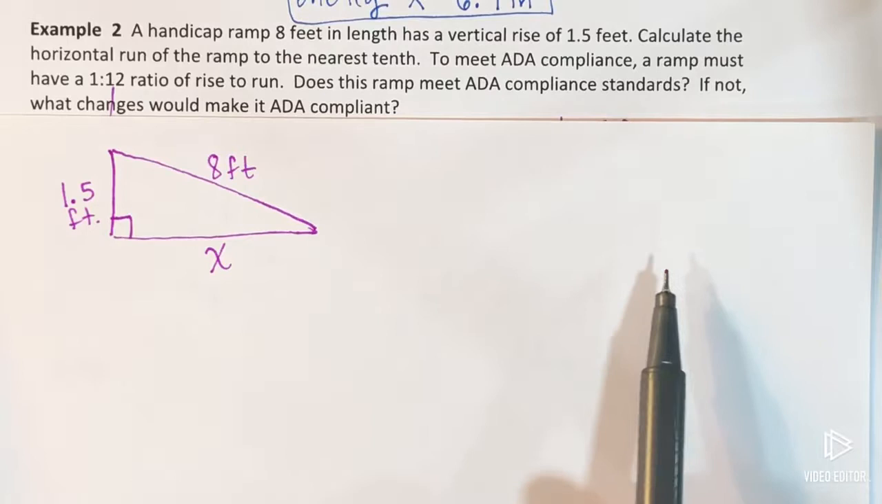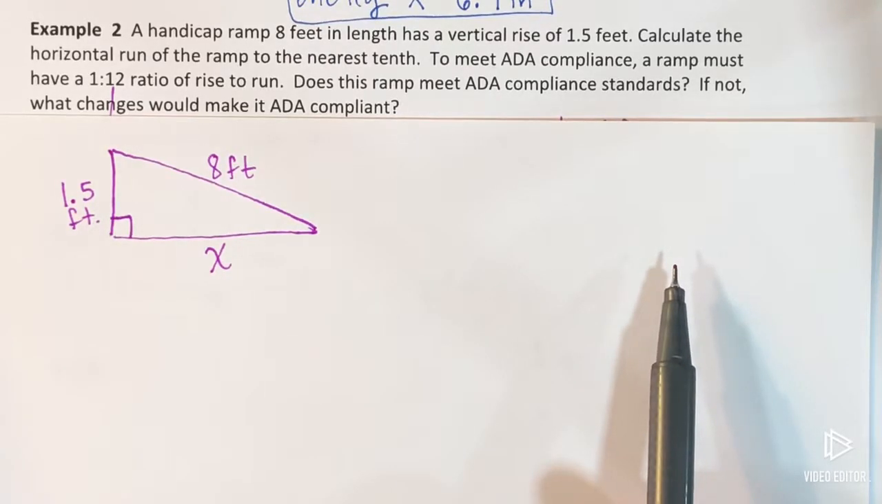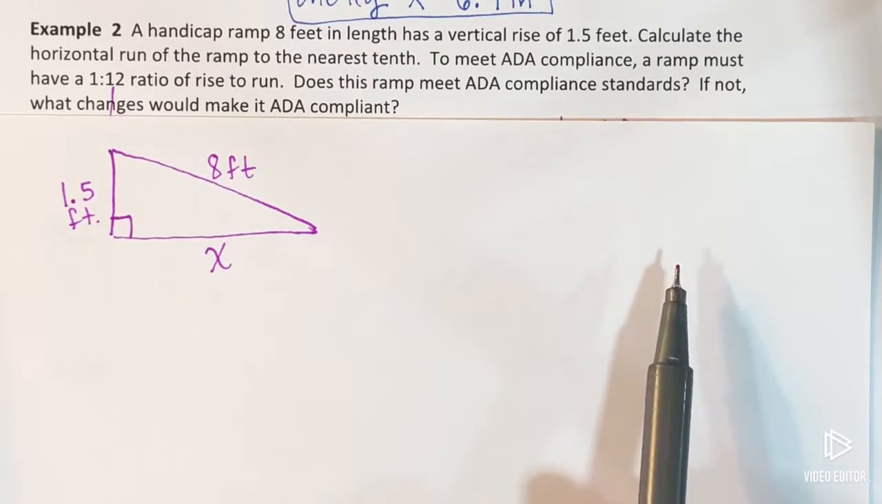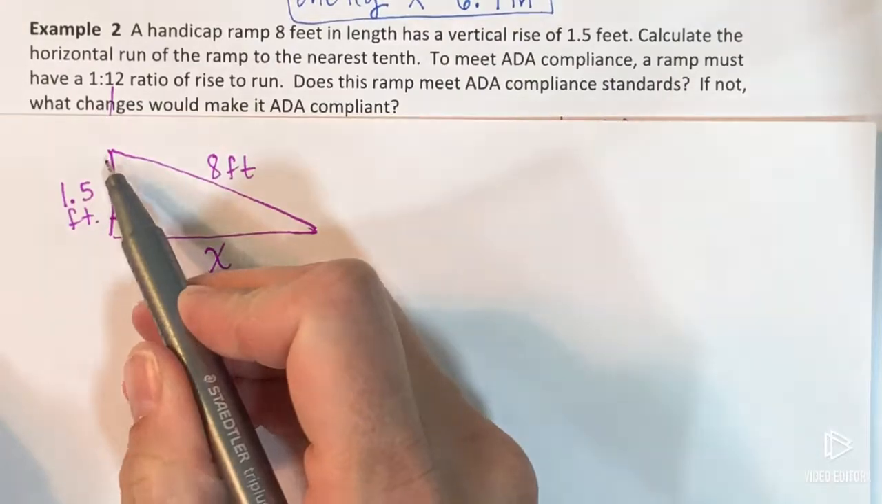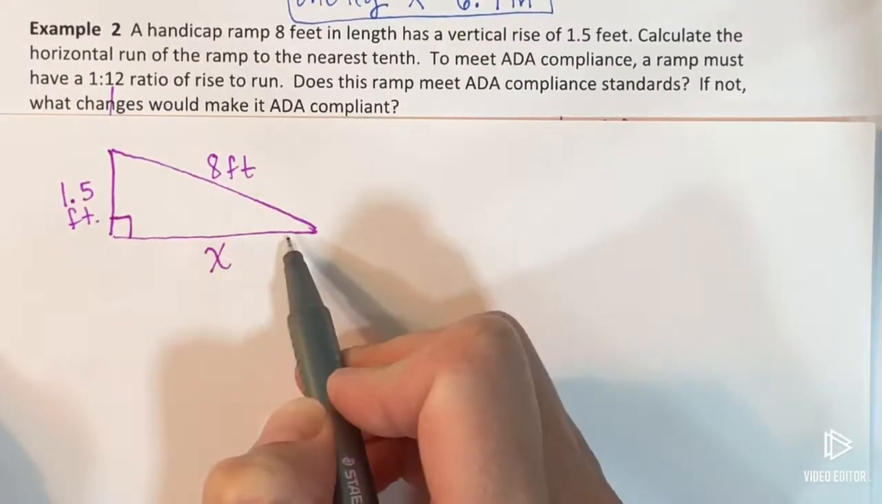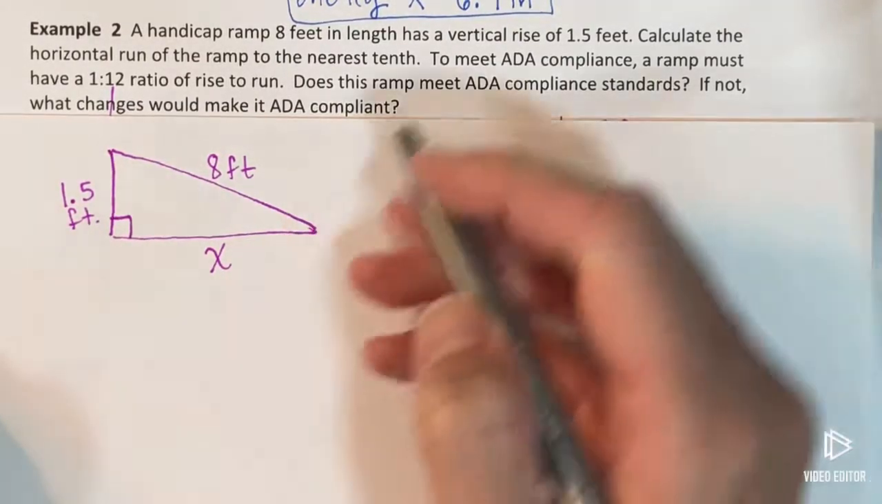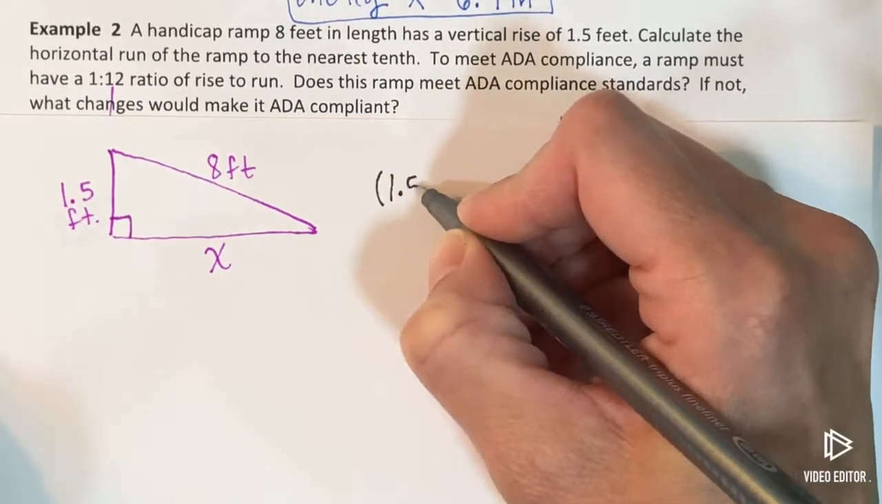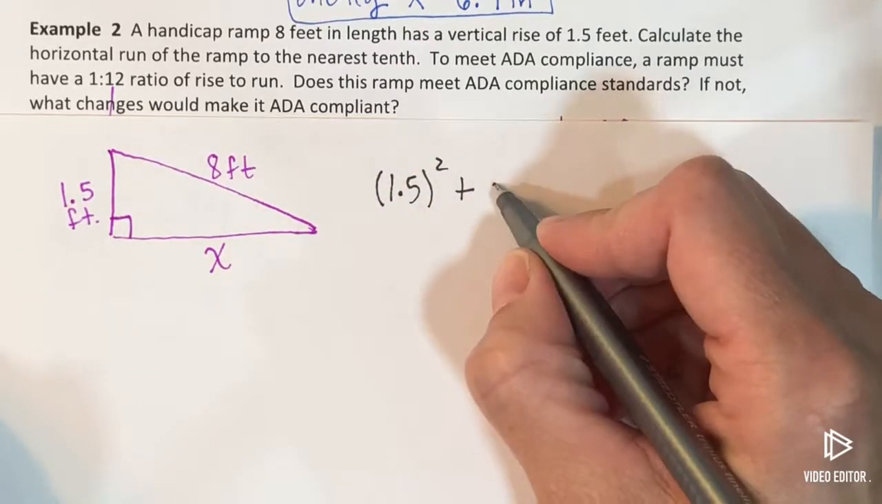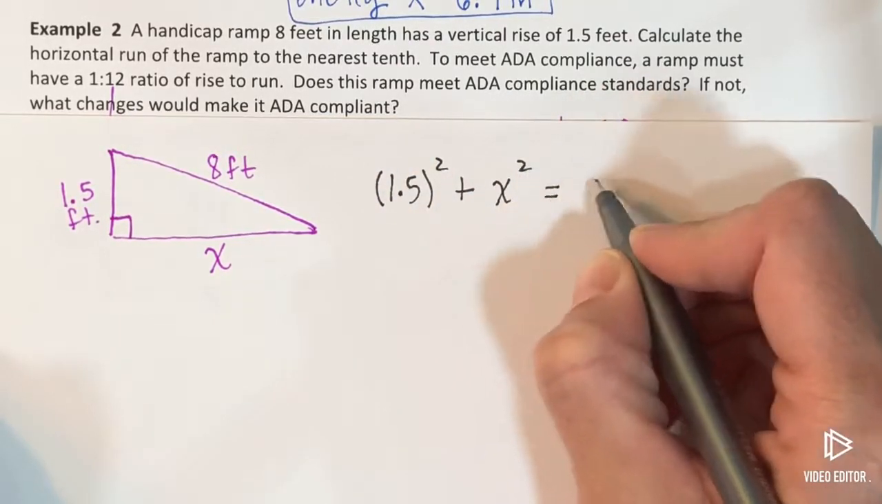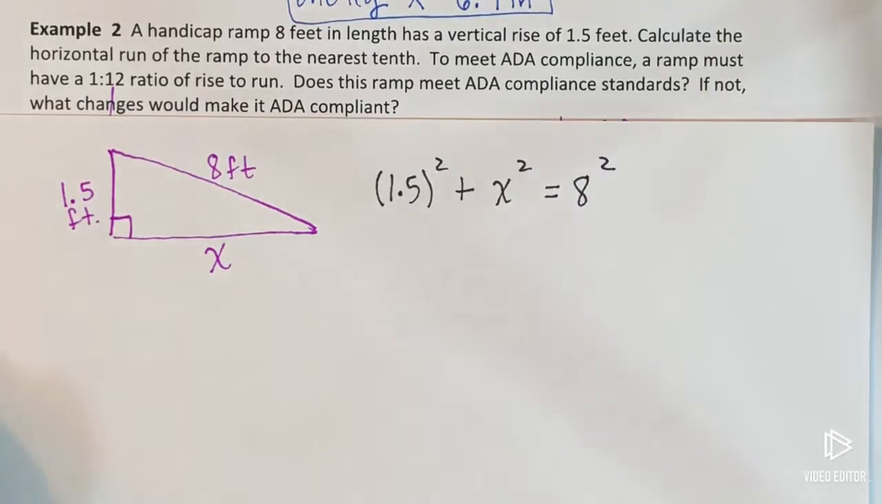Does this ramp meet ADA compliance standards? If not, what changes would make it ADA compliant? Okay, so first off, I need to solve for x. So you notice that we have a right triangle. So I'm going to use the Pythagorean theorem, like back at the top of your page. Pythagorean theorem is leg squared plus leg squared equals hypotenuse squared. So I have 1.5 squared plus my other leg, which is x squared, equals 8 squared.